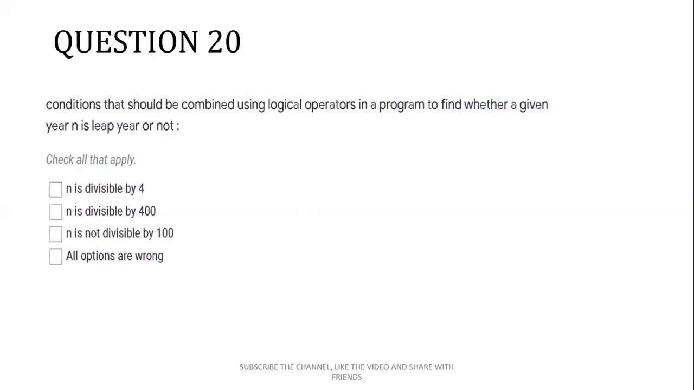Next one is n is not divisible by 100. Yes, this condition will also be needed to differentiate among the century years which are leap years and non-leap years. So these three conditions will be used. So you have to mark all of them.